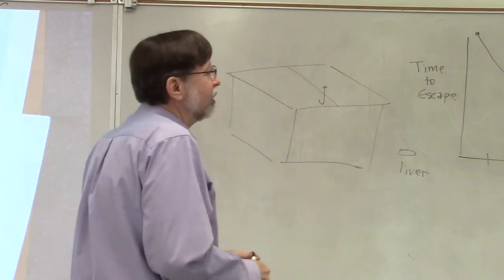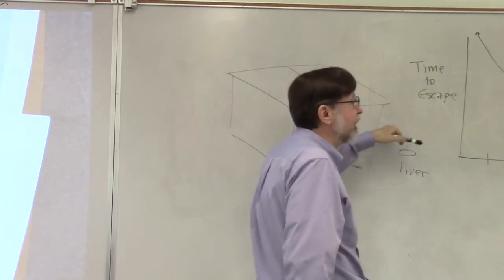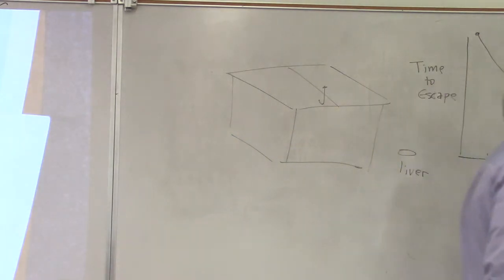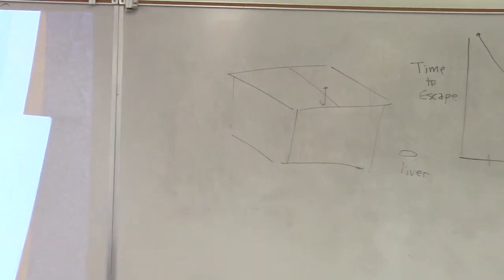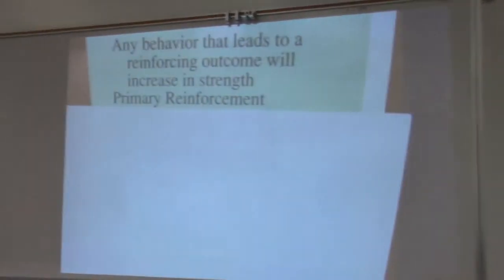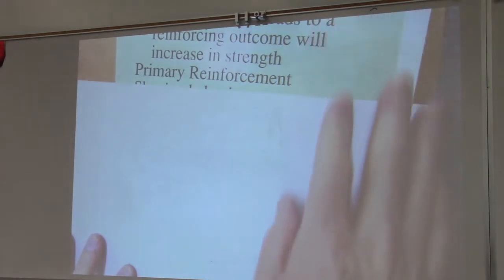And any behavior that is followed by a reinforcement, so getting out and eating the liver, he called a primary reinforcement, like eating food is a primary reinforcement. The animal didn't need to be trained to be reinforced by food. Will increase in strength.